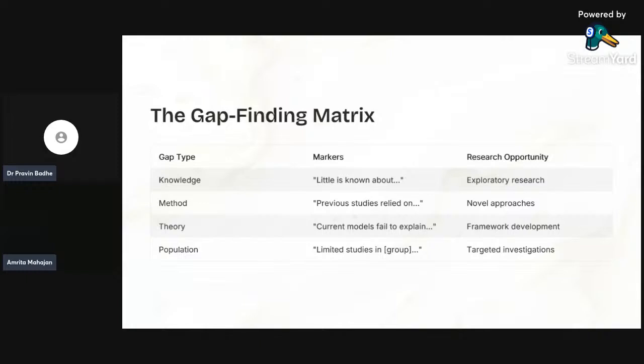This refers to the lack of research on a specific group of people. Phrases such as "limited studies have been done" or "the research has primarily focused on that particular group only." This gives a chance for targeted investigation that focuses specifically on an understudied population.